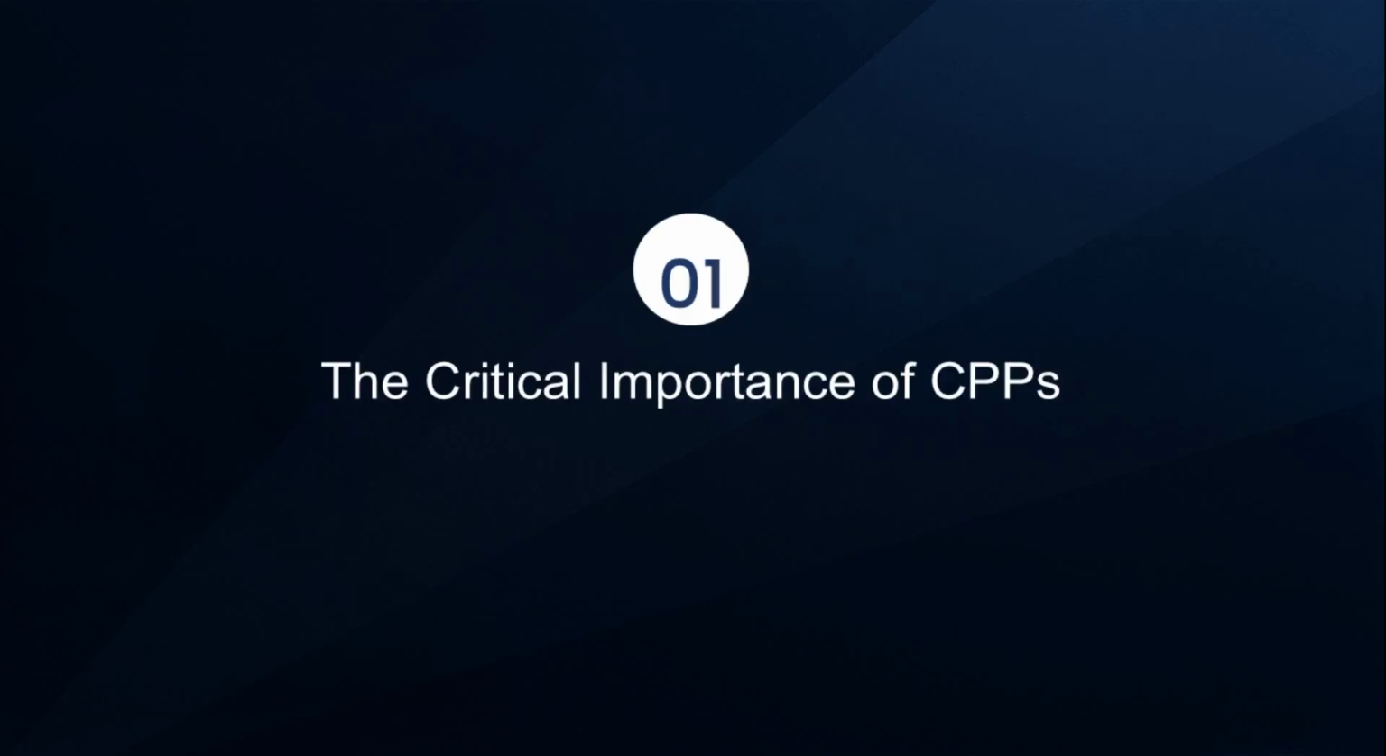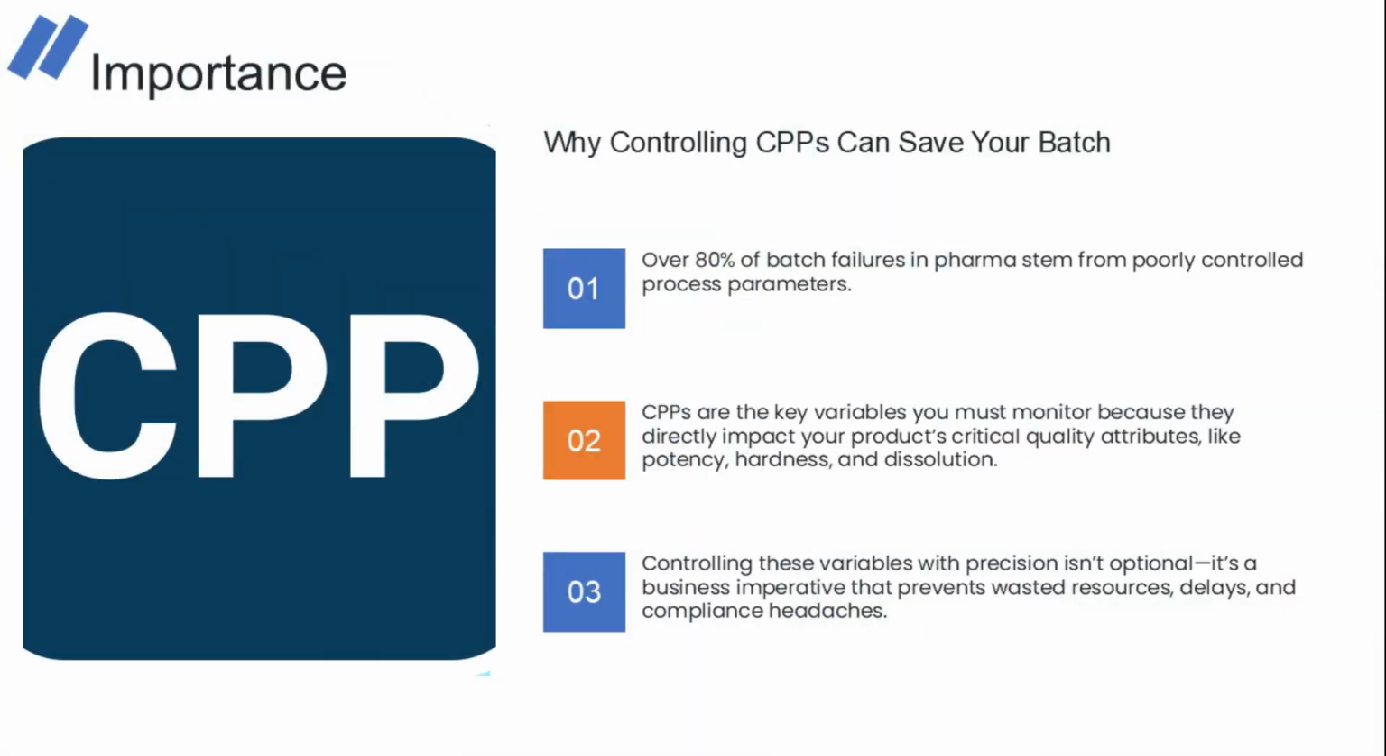Now that we've set the stage, let's explore why controlling critical process parameters is so essential for success in the pharmaceutical world. These parameters aren't just numbers or settings, they're the key levers that determine whether a product is safe, effective, and consistent every single time it's made. Did you know that over 80% of batch failures in the pharmaceutical industry occur because process parameters aren't properly controlled? Critical process parameters, CPPs, are the key variables that directly affect your product's critical quality attributes, CQAs, including potency, hardness, and dissolution. Keeping these parameters under strict control isn't just a best practice, it's essential for business success.